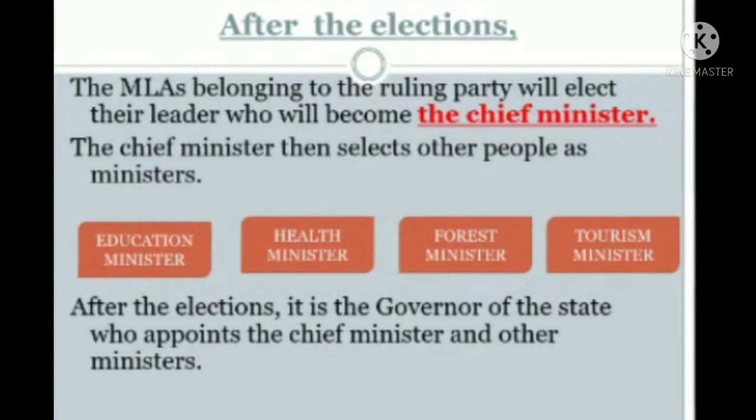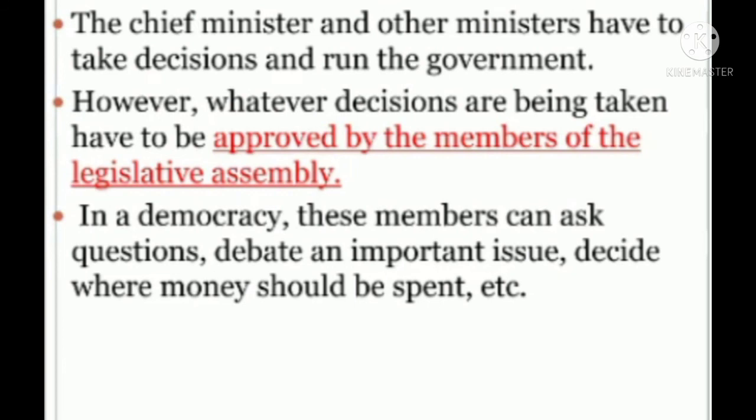After the elections, the MLAs belonging to the ruling party will elect their leader who will become the chief minister. In this case, the BJP MLAs chose Sri Jairam Thakur as their leader and he became the chief minister. The chief minister then selects other people as ministers. After the elections, it is the governor of the state who appoints the chief minister and other ministers. The chief minister and other ministers have the responsibility of running various government departments or ministries.